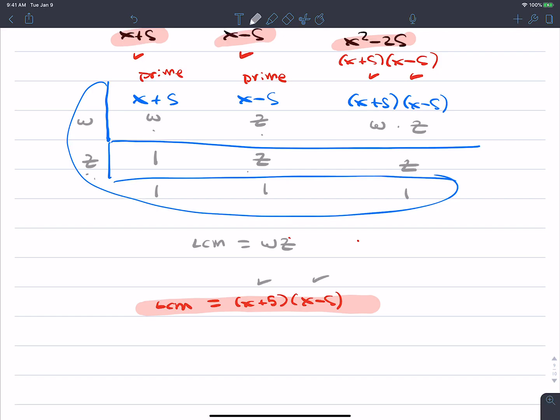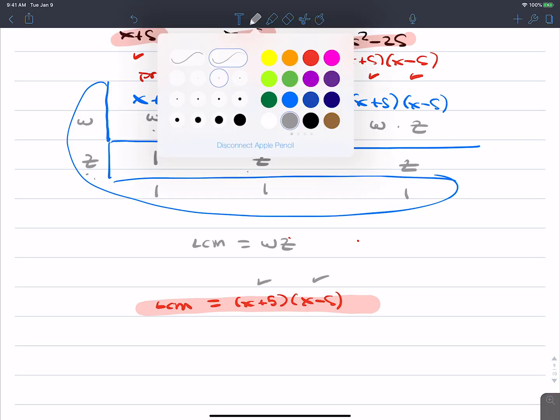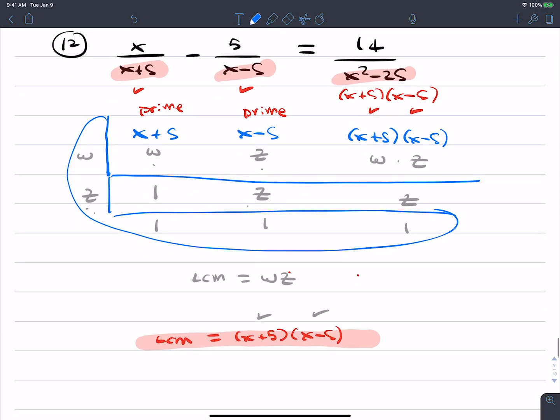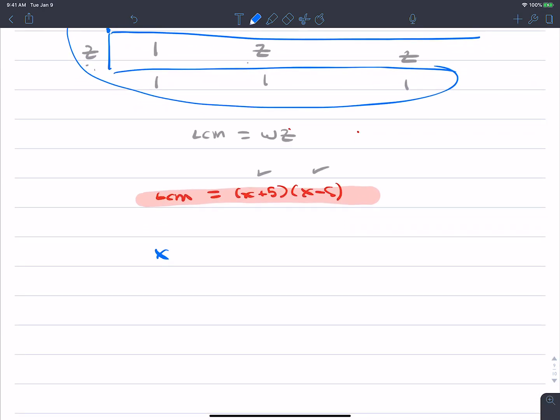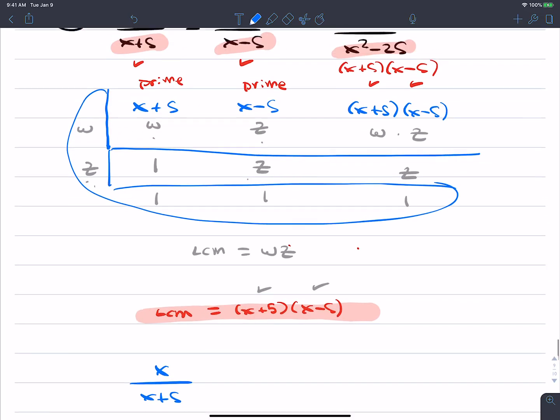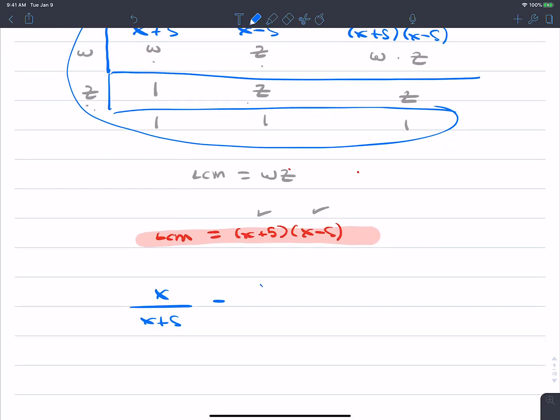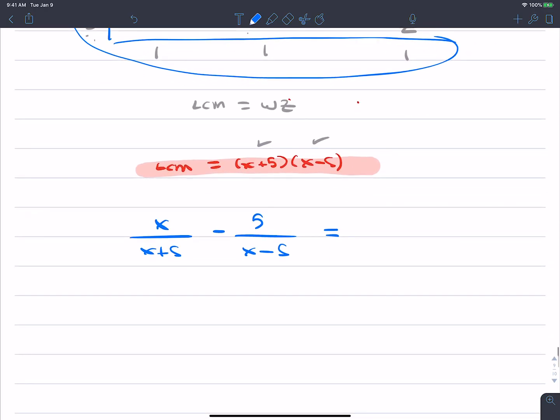Okay, that's kind of the point I wanted to make earlier with these. So when you actually now have to go back with this equation here, let's write it all down. That's x over x plus 5 minus 5 over x minus 5. What does that equal? Yeah, 14 over x plus 5 times x minus 5. What do I do with this again? Multiply by the LCM of x plus 5 times x minus 5. X plus 5 times x minus 5.